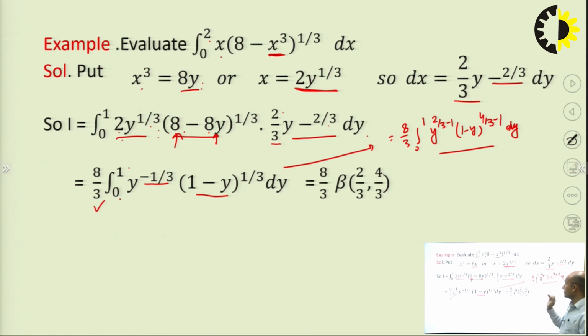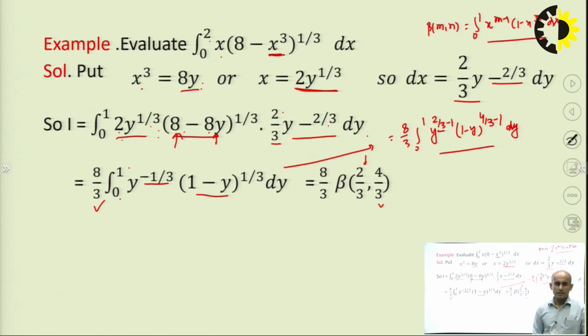So, this is the formula of beta function. As we know, beta function, beta m n, equals 0 to 1, x to the power m minus 1, 1 minus x whole power n minus 1 and dx. So, this is beta function. So, we can write this one as beta 2 upon 3 and 4 upon 3. So, this is the value of this integration here.